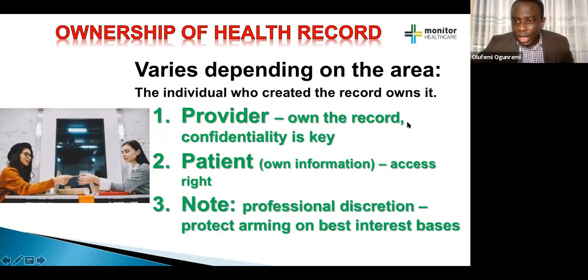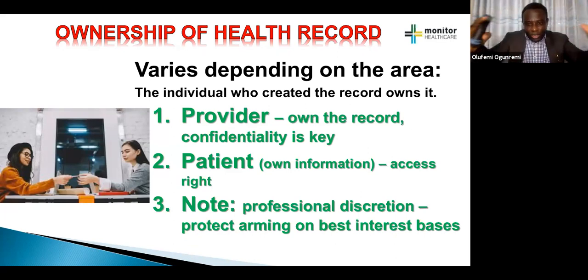Okay, before I miss that bit, the patients own the information. I hope we get that clear. The information in the record is owned by the patient. So it's what the patient tells me that I'm putting down, and that information is owned by the patient. But the record itself is for me as the provider.